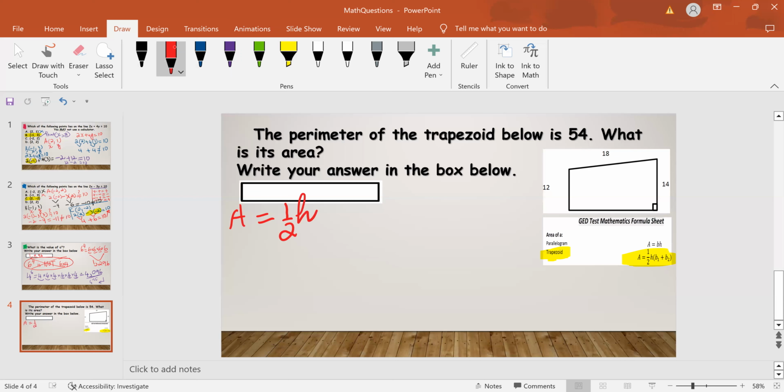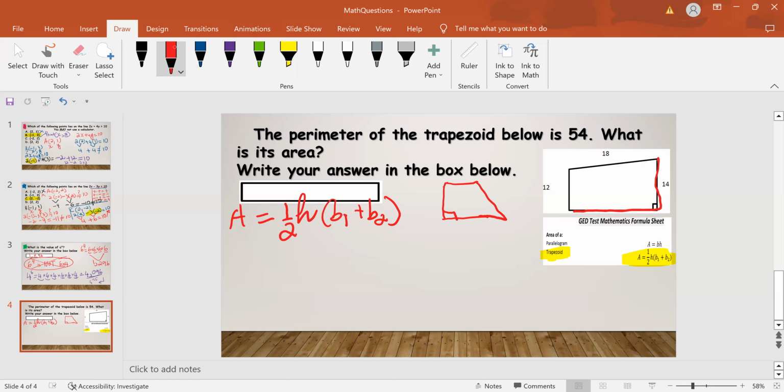multiplied by H. H is the height for the trapezoid, in parentheses B1 plus B2. So B sub 1 plus B sub 2. B1 and B2 are the bases of the trapezoid. You have to understand that with this trapezoid, they trick you. The trapezoid is supposed to be like this. It's a right trapezoid. But they trick you. You see how they turn it?